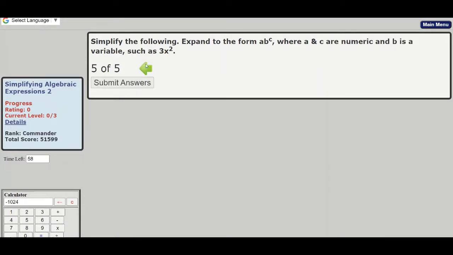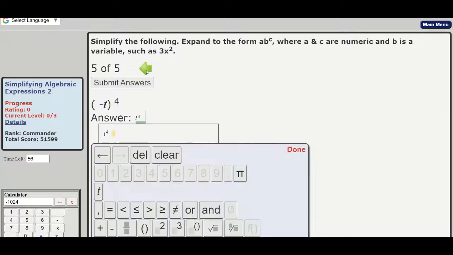Pag pinindot ko na yung done, pwede ko na siyang i-back para ma-review yung answers, no? Huwag niyong pipindutin yung arrows hanggat hindi nyo nasi-save yung sagot. P raised to negative 3. Okay.